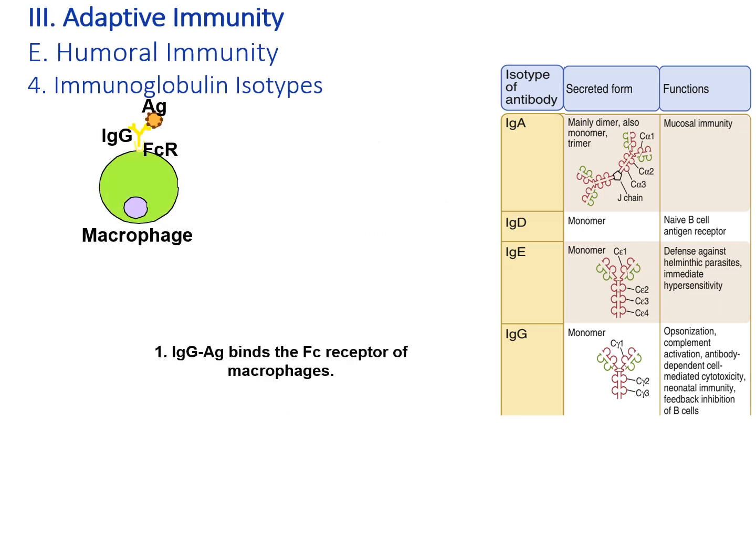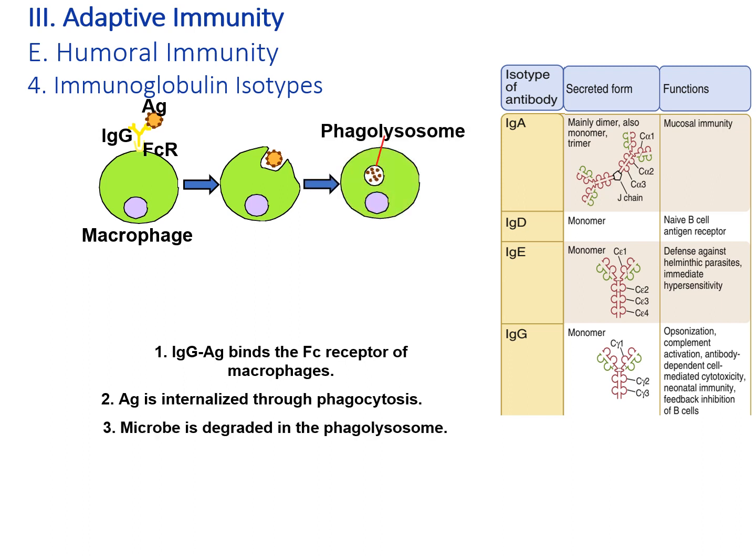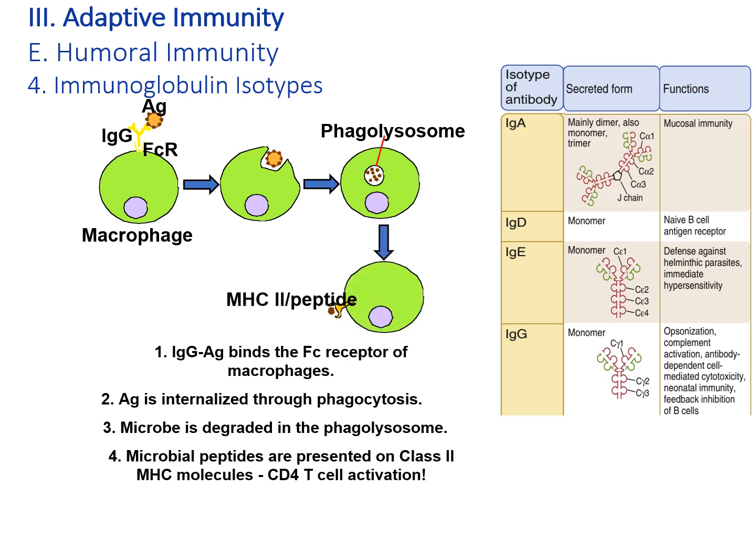Now, macrophages also contain Fc receptors to which IgG can bind. So, the antigen that is bound to the IgG is internalized through phagocytosis, and then the microbe is degraded in the phagolysosome, and the microbial peptides are presented on class 2 MHC molecules, and then this is recognized by your T cell.